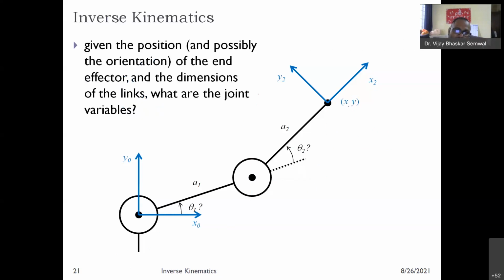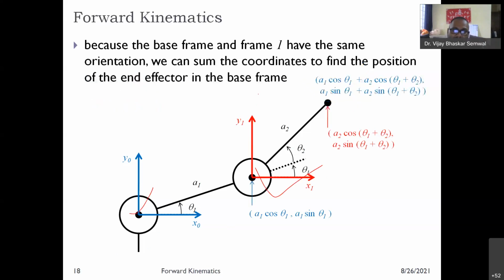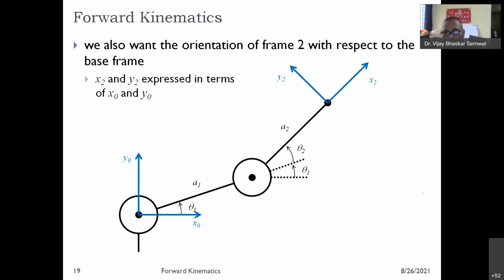Given the position, what is happening is that the end effector also can move in various directions. So I got the x and y, but I need orientation also, because it is not always coming in this direction. Maybe it is like this. It is rotating by a certain degree. I need to calculate that rotation. So we want to find the orientation of frame 2 with respect to the base frame, x2 and y2. The base frame is t0, and this is your rotation. So with respect to this one, I am looking.